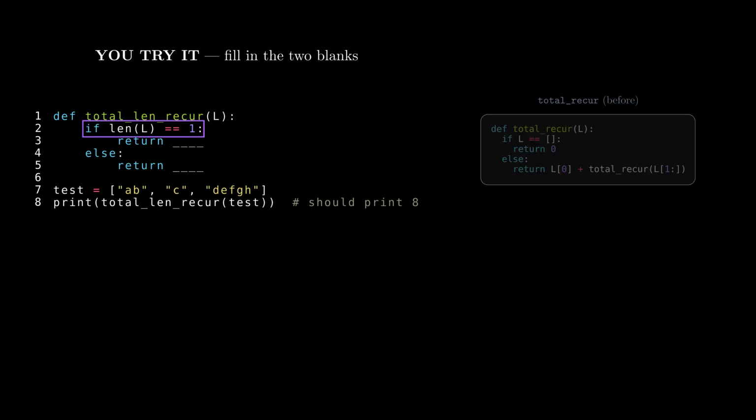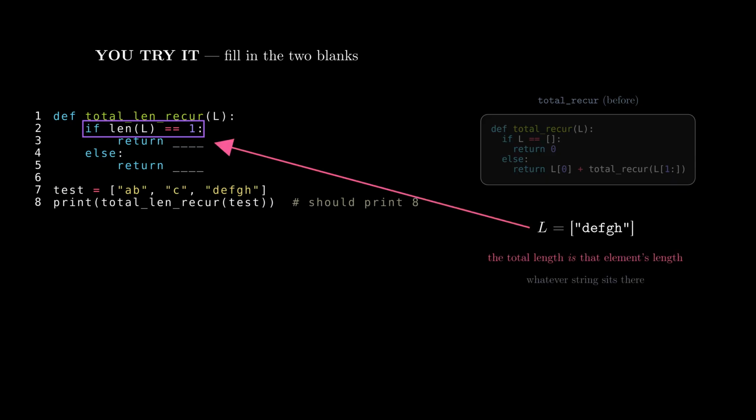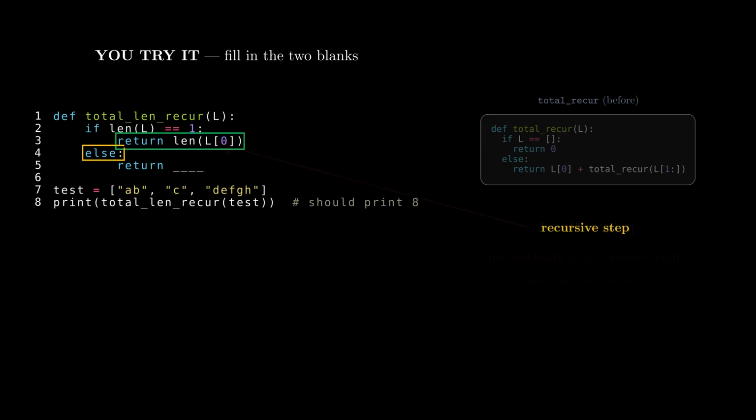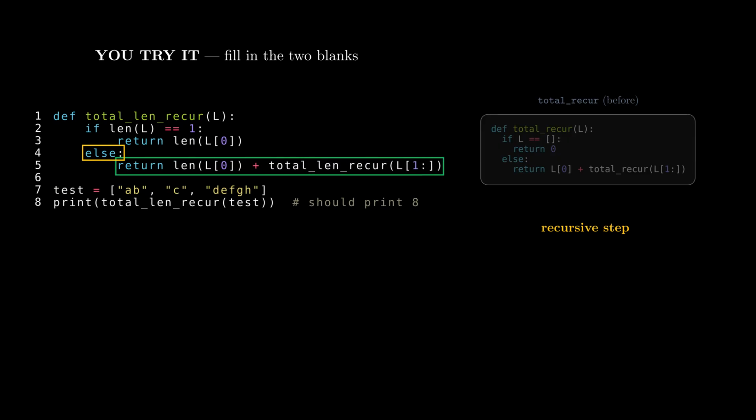Start with the base case, a list with 1 element in it. With 1 element left, the sum of the lengths is just the length of that element, the length of whatever string sits there. So the base case returns the length of L at index 0. For the recursive step, we take the length of the element we extracted, again the length of L at index 0, and add the recursive call total len recur on L from index 1 onward, which delivers the sum of the lengths of everybody else.